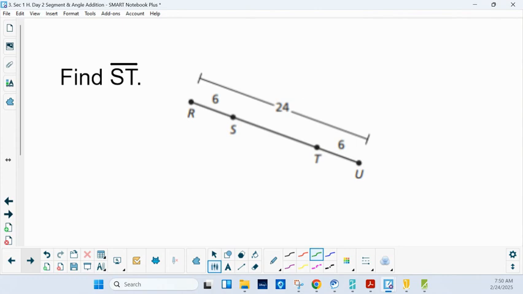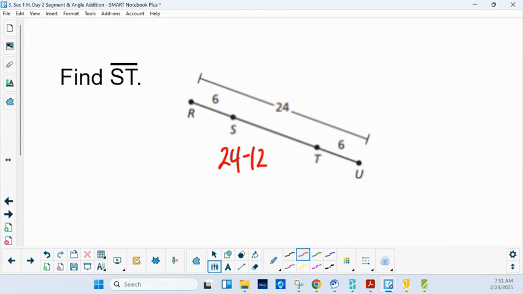On this one, that big line across the top saying 24 shows the whole thing is 24. This time we've got 3 pieces. 2 of them are 6. We have to find the middle one. Tessa, what could we do to find that middle piece, ST? Good. Add the 2 little ones and then subtract from the whole. No matter how many pieces there are, you can always add what you know and subtract from the whole.